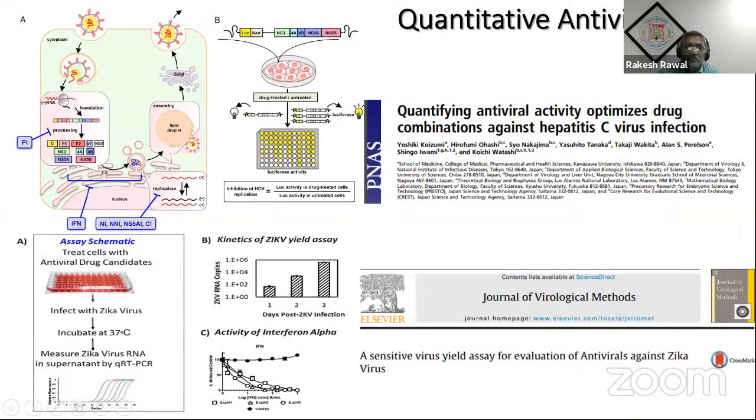Once you end up with a few phytopharmaceuticals, the question arises: is it really antiviral, right? People come up with a claim that my formulation is 100% antiviral. Even Baba Ramdev also claimed that, and later on it entered into controversy.